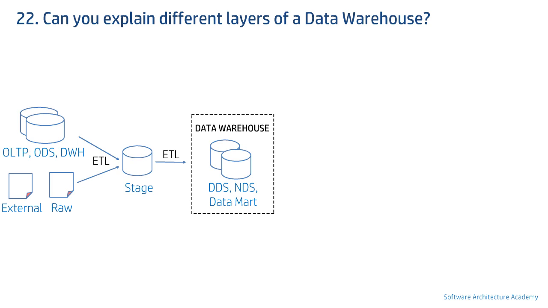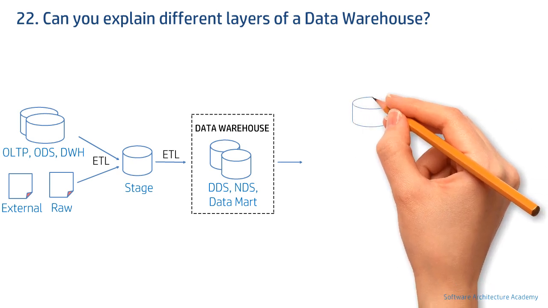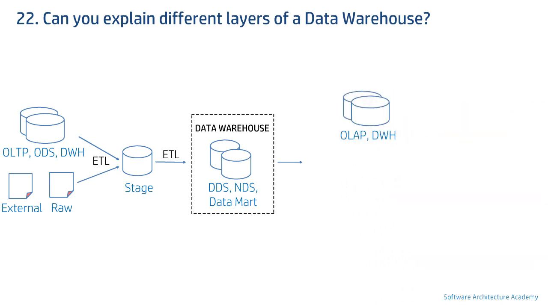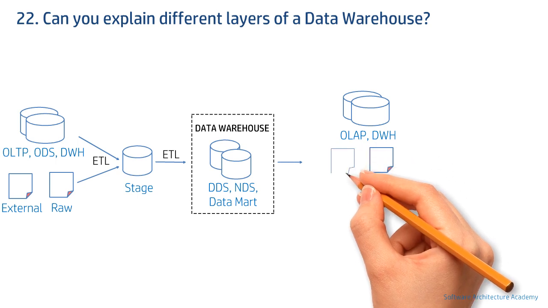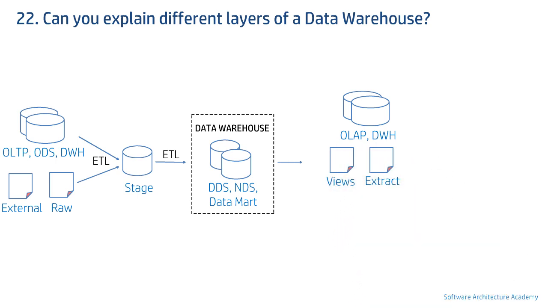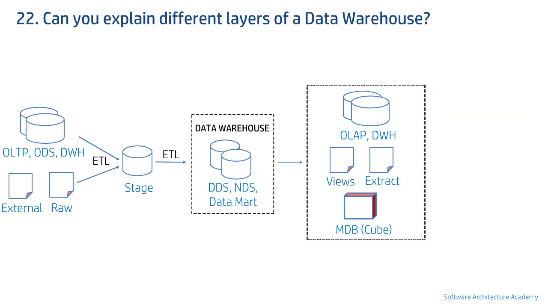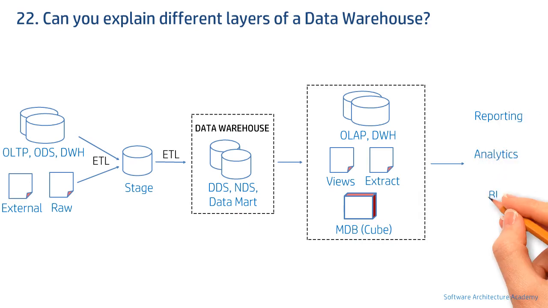And finally, we have a consumption layer in the data warehouse, which is what a data warehouse outputs. It can create an OLAP system for analytical or reporting purposes, send data to another data warehouse using extracts or DB connections. It can provide materialized views to business users for quick querying of data for day-to-day use. And finally, it can create a multi-dimensional database, also known as a cube, for analytical or business intelligence purposes.